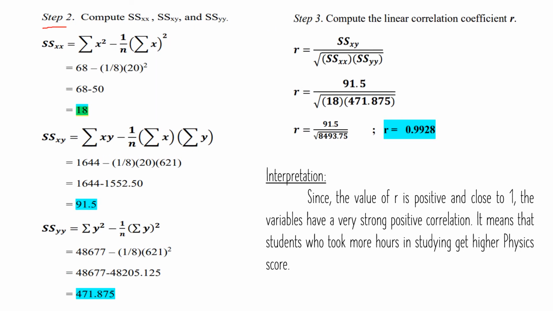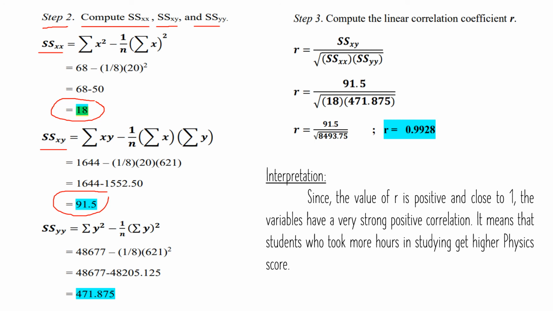For step number 2, we're asked to compute SS sub XX, SS sub XY, and SS sub YY. We go with SS sub XX first. As we substitute the given values from our table and simplify, we arrive at 18. For SS sub XY, we simply substitute the computed summations from the table, then we arrive at 91.5.